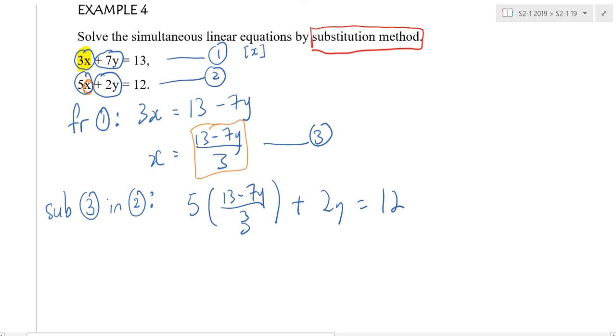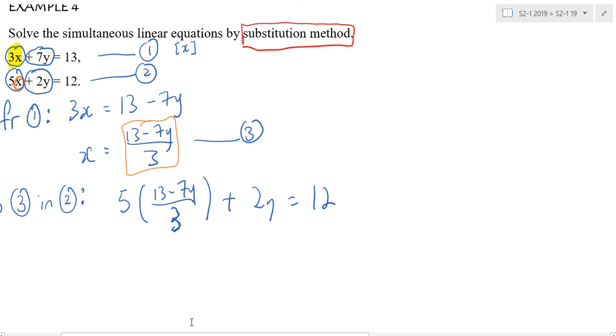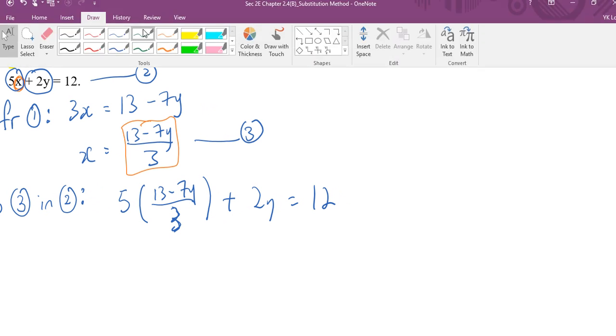5 belongs to top or bottom? Or both? Both. Okay, let me show you why both is wrong.